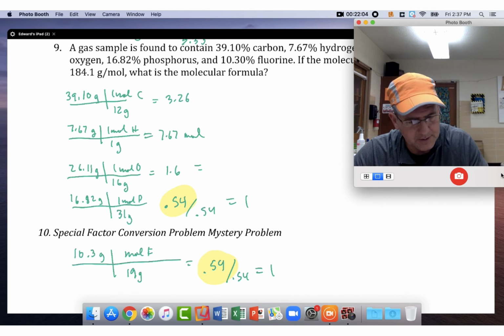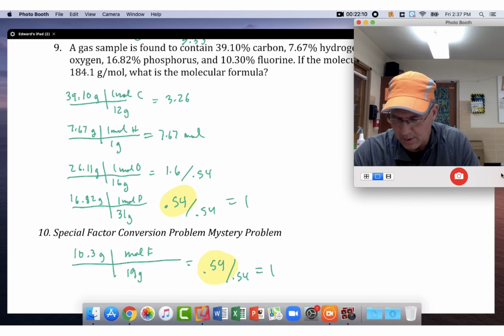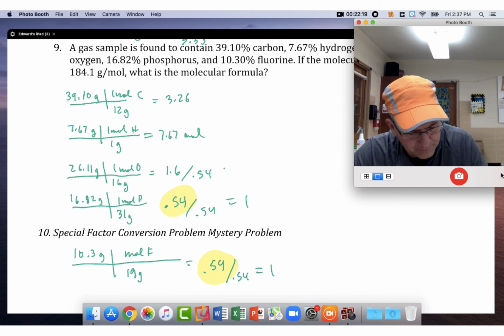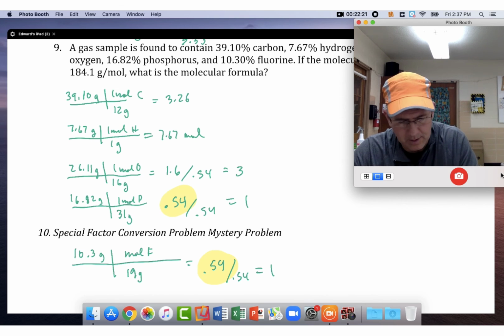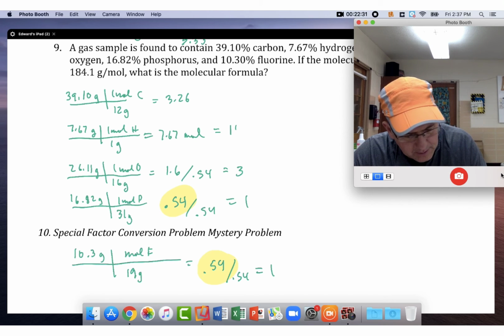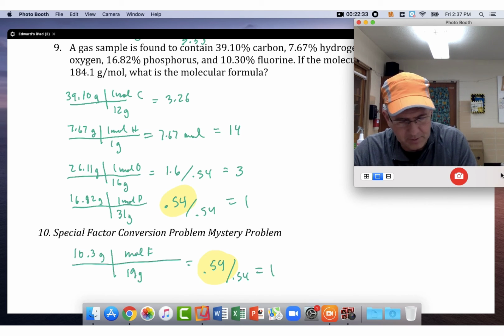All right, oops. And so we're going to divide all these by that. So 1.6 divided by 0.54 equals, I got 3. 7.67 divided by 0.54 equals 14. Let's hope this works all the way through.